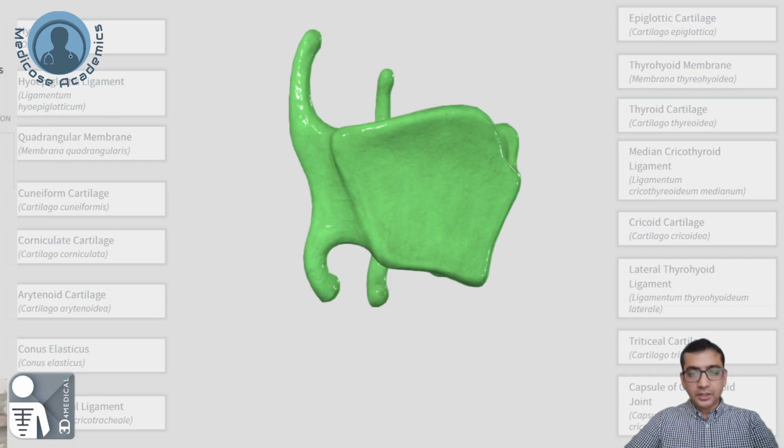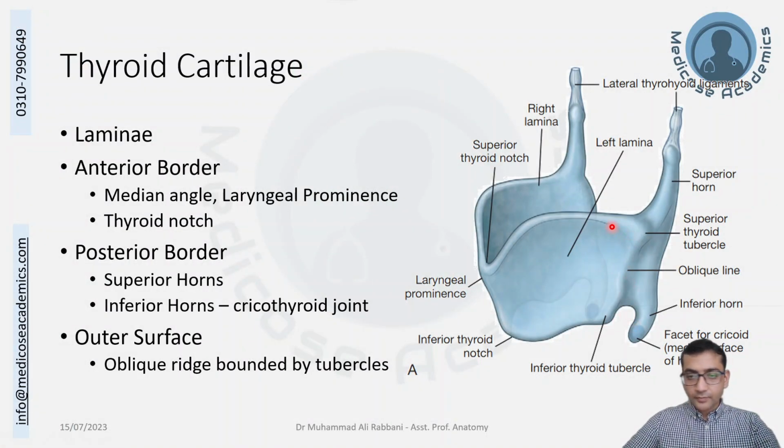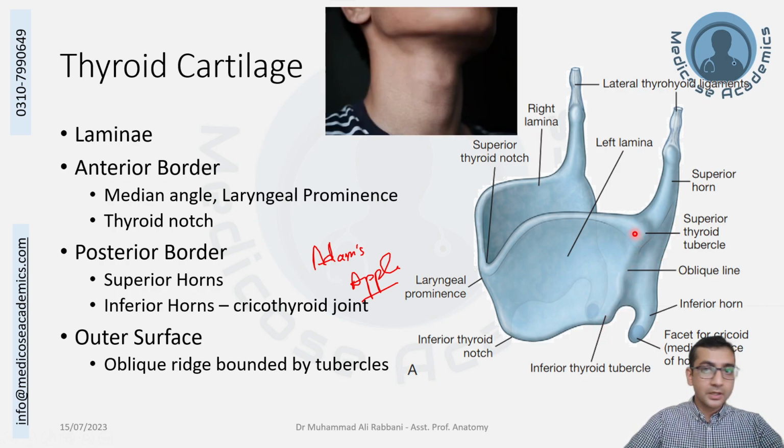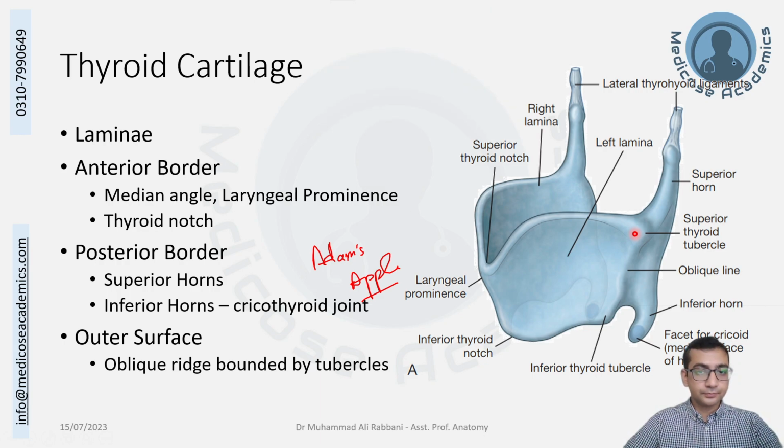So this is about the thyroid cartilage. We have talked about this lamina, anterior border, superior notch, also known as laryngeal prominence or Adam's apple. It is due to the story of Adam and Eve. They have said that the apple was stuck here. That is why the males have a prominence right here. There is a posterior border with superior horn, inferior horn, and there is an oblique line with the inferior and superior thyroid tubercles. This is the Adam's apple.